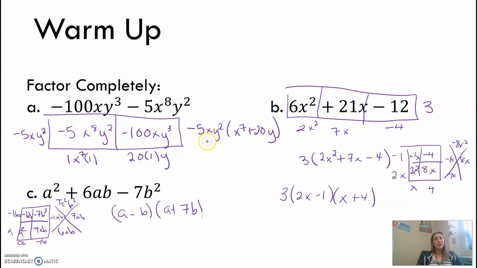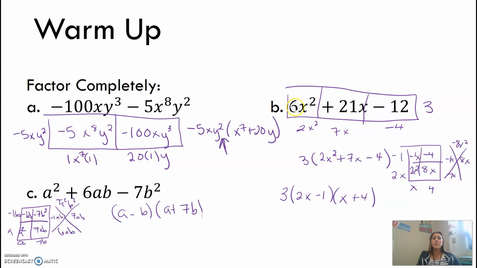And so then we end up with -5x squared. Here I needed to multiply -5 by 1 to get -5, x by x to the 7th to get x to the 8th, and y squared times 1 equals y squared. So that's how I came up with those. That's why the ones are in the parentheses. So your final answer is right here. This is the final answer.